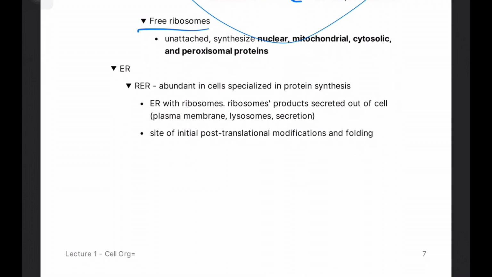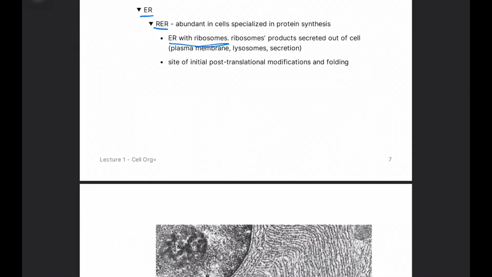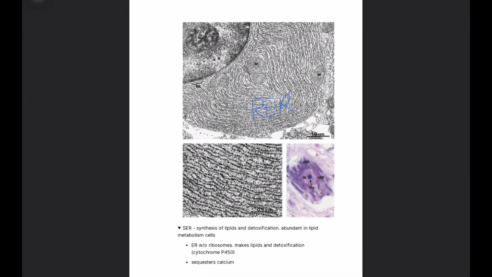Okay. Moving on to ER, you have your rough ER. Rough ER has ribosomes. Oh, that's why they're rough. You already knew that, right? Don't waste your time writing out these stupid notes when it doesn't matter, right? Like this is common sense. You shouldn't have to write out any notes on this. You have your initial post-translational modifications, whatever, right?